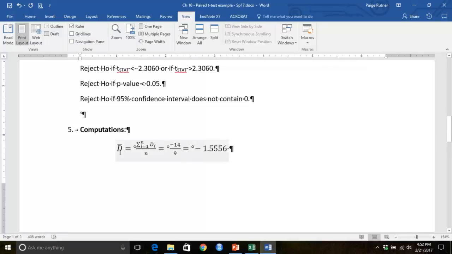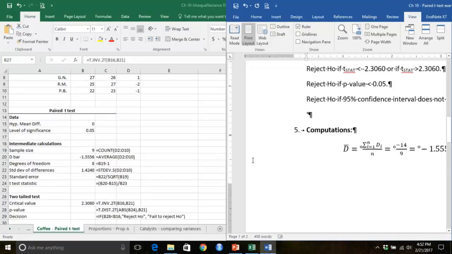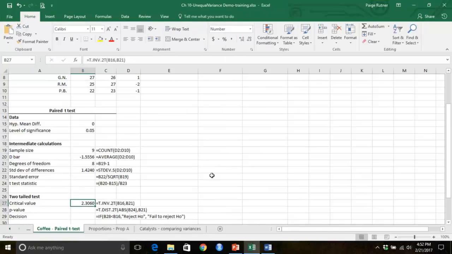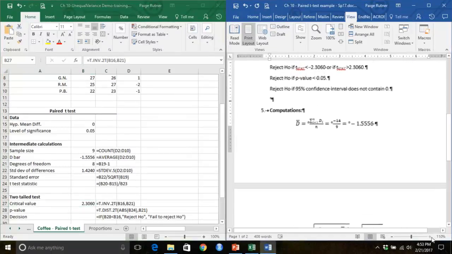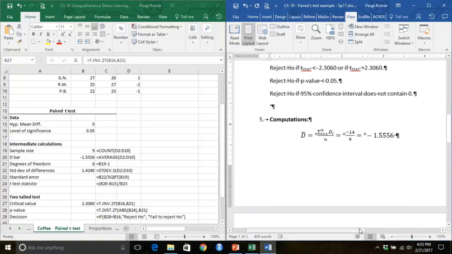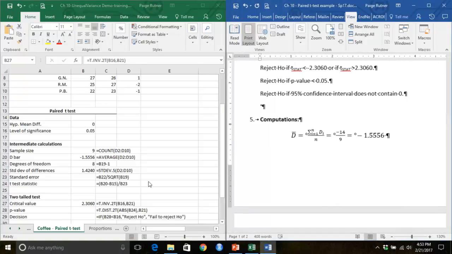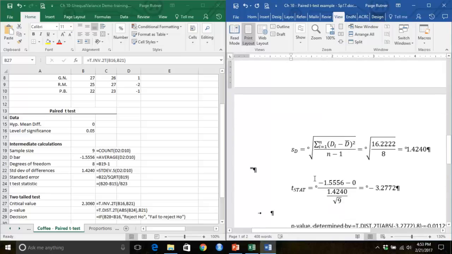This is just the formula showing the mean, computing d-bar, that mean of minus 1.556. Let's just see what we've got here and verify that we've got both of those shown correctly. So the mean of d-bar matches our minus 1.5556. Standard deviation of the differences. I didn't compute the 16.222. I certainly could compute that up in my table above.